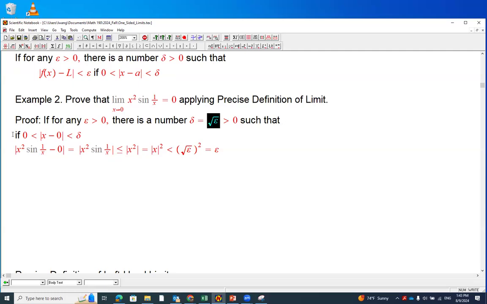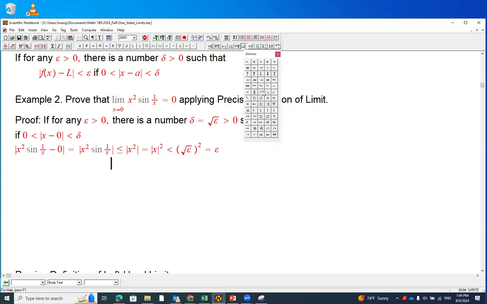Such that if x is between negative delta and positive delta, which is x minus 0, because a is 0 here, then I'm taking this function, subtracting the limit of my interest, taking the absolute value, and then I need to guarantee that the step to the next step is correct. So this piece minus 0, I can drop it, and I have this piece left. And then from this step to the next step, what have I used?